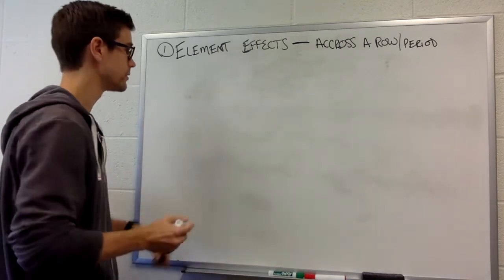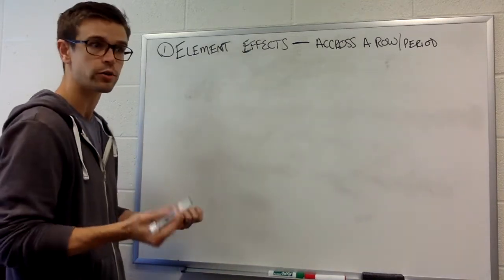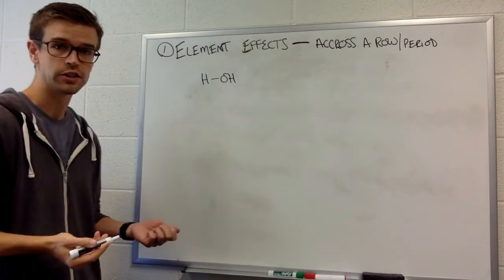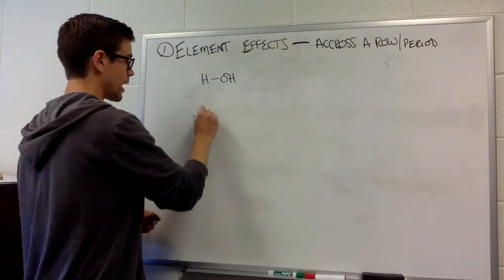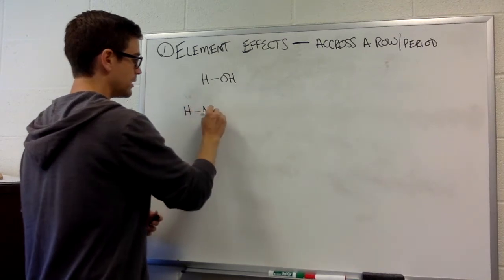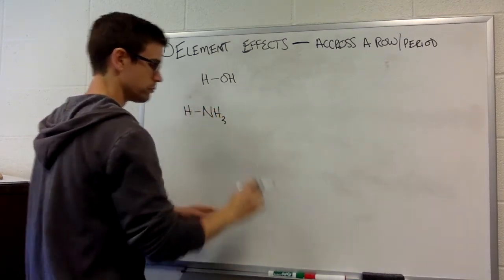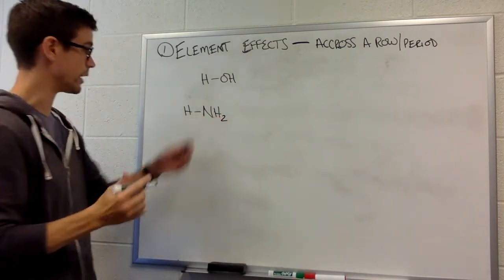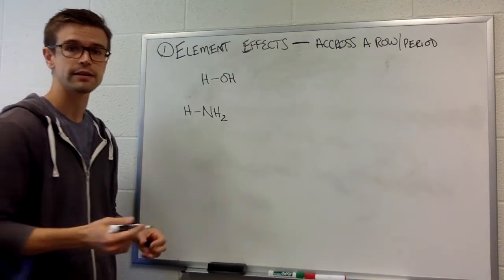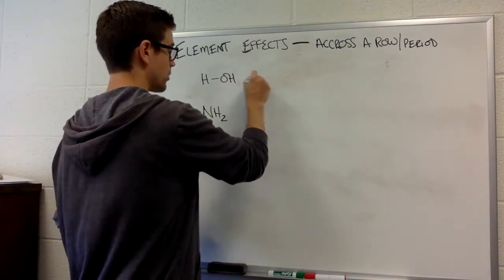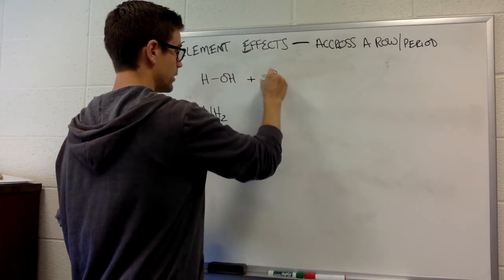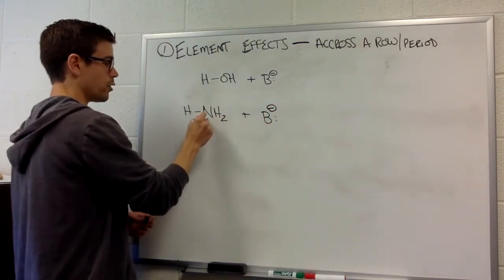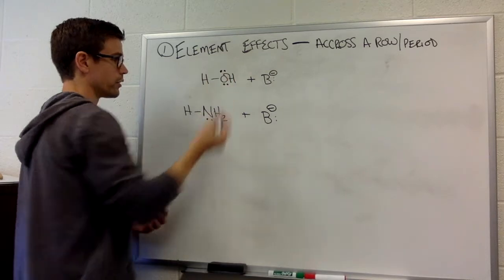So, to look at this, let's look at a couple of molecules that could be acids. The first one we'll look at is water, so H2O. The second one that we will look at is ammonia, so NH3. Here it has three H's, and we're going to react these with just a generic base. So I'm just going to write B minus with some electrons, and we'll draw in the lone pairs on these two molecules as well.